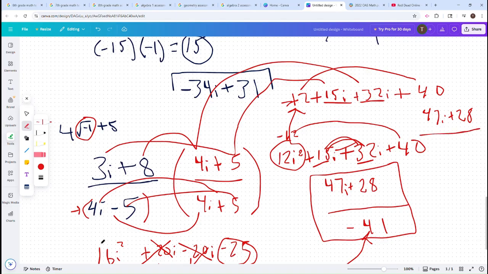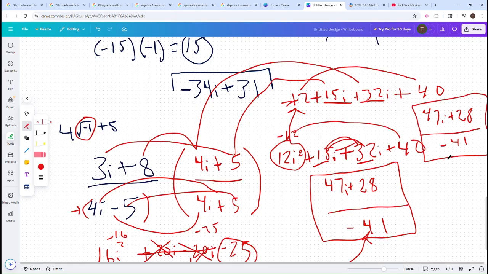And then we broke down this one. We had 20i minus 20i, which is 0. And we had negative 16 minus 25. And that's where we got the negative 41 from. That is it. All right. Look at it again. I just forgot to put the i's on there. The math is sound. And so are my trips to the hospital.